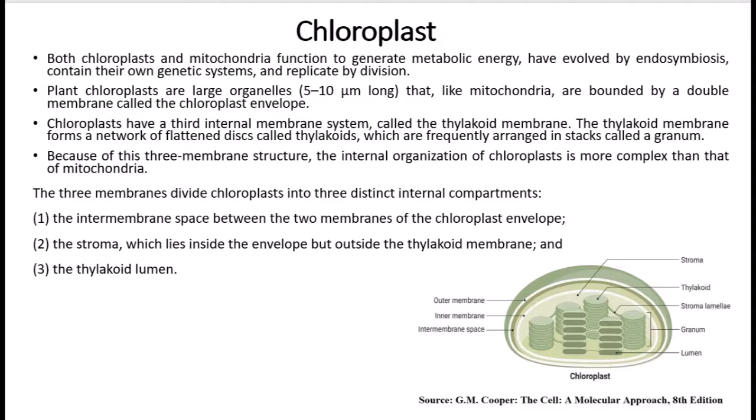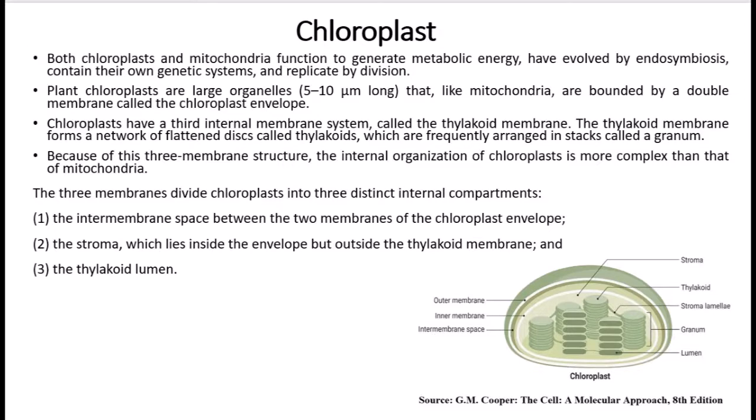Plant chloroplasts are large organelles. Like mitochondria, they are bounded by a double membrane called the chloroplast envelope. Chloroplasts have a third internal membrane system called the thylakoid membrane. The thylakoid membrane forms a network of flattened discs called thylakoids, which are frequently arranged in stacks called grana.